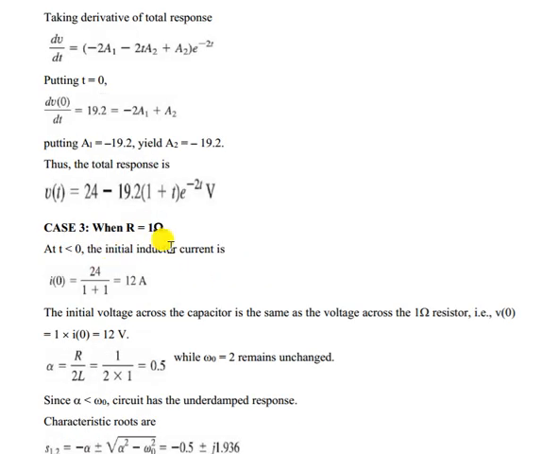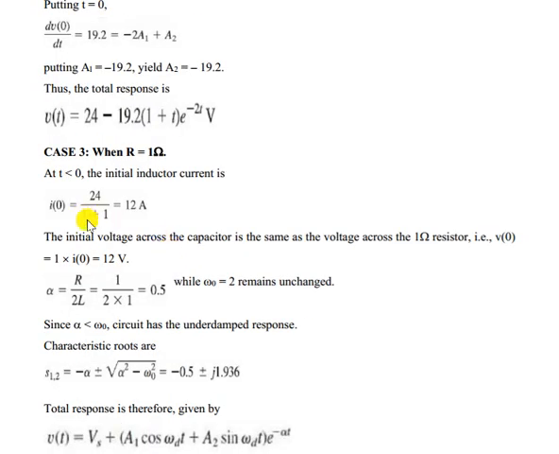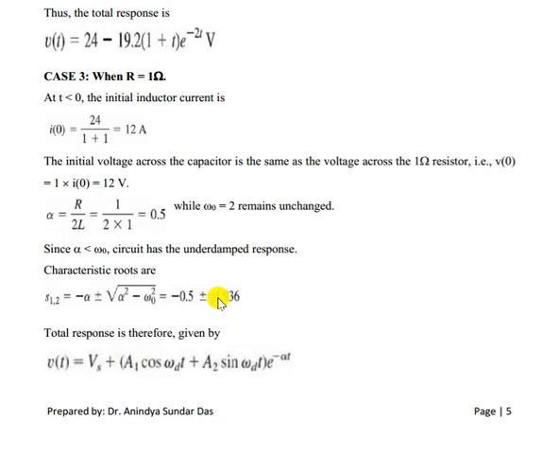Now when R equals 1, what happens? Here the R value is 1 and another resistance is 1, so we get the current value, and the voltage value you can also find out as 1 into that current. Then R by 2L is 0.5, and omega 0 is 2, which remains unchanged as the capacitor and inductor values remain the same. So here we can see alpha is less than omega 0, so it has an underdamped response.